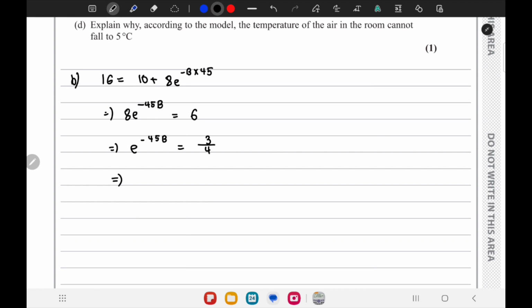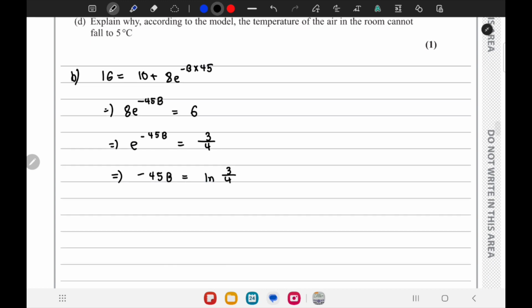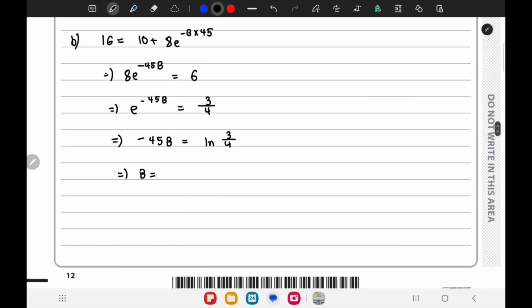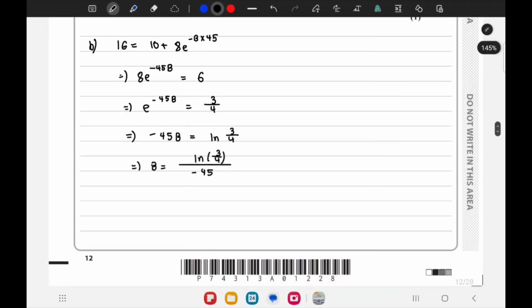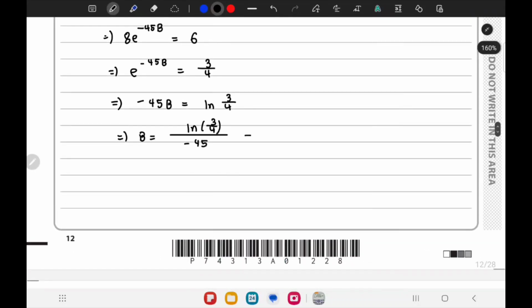We can take ln on both sides, so we'll have ln e to the power minus 45b. ln e is 1, so we'll have minus 45b on this side and ln 3 by 4 on this. b will be ln 3 by 4 divided by minus 45. And we have to find this to 3 significant figures, which I get 6.39 times 10 to the power minus 3.